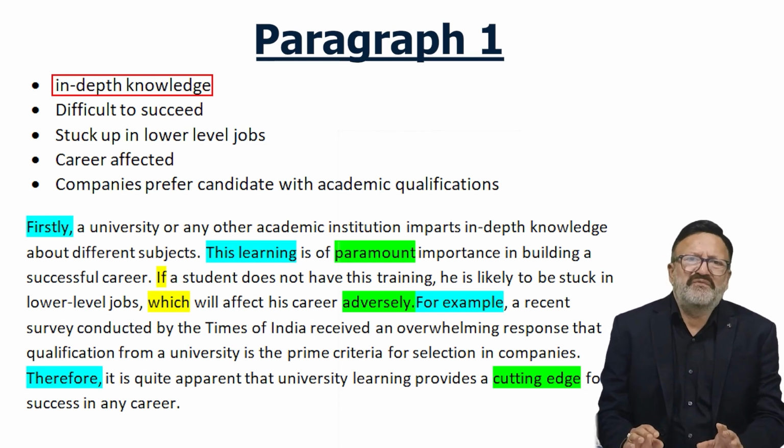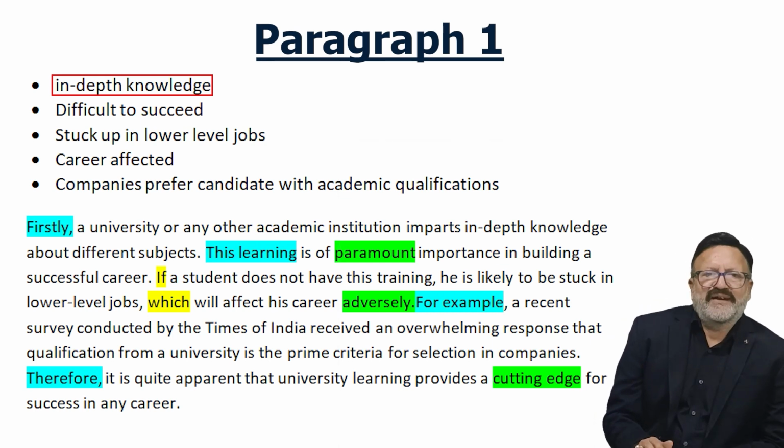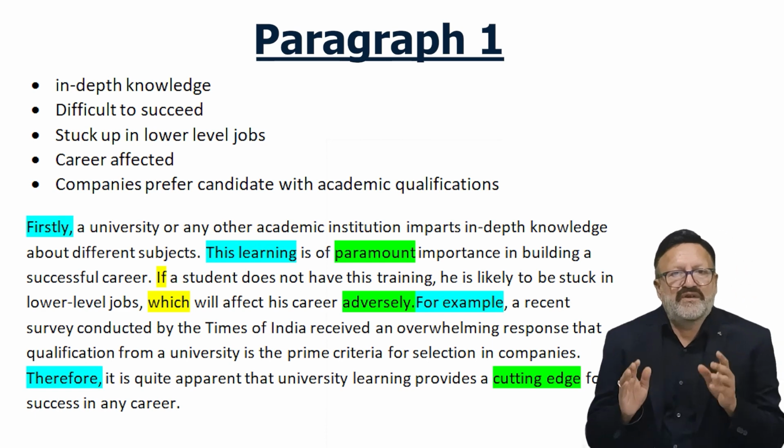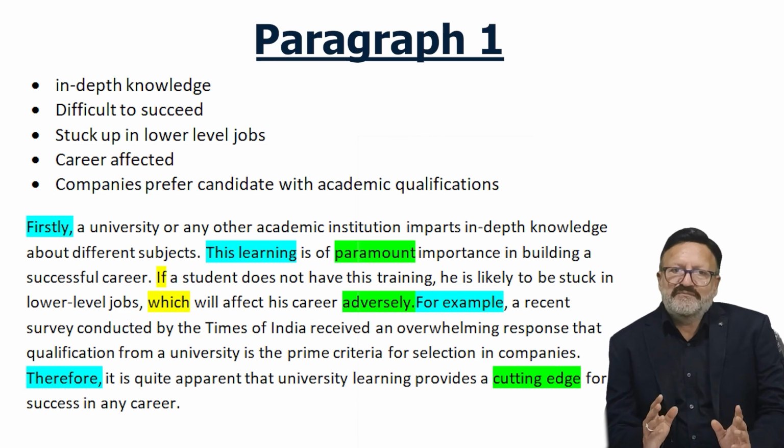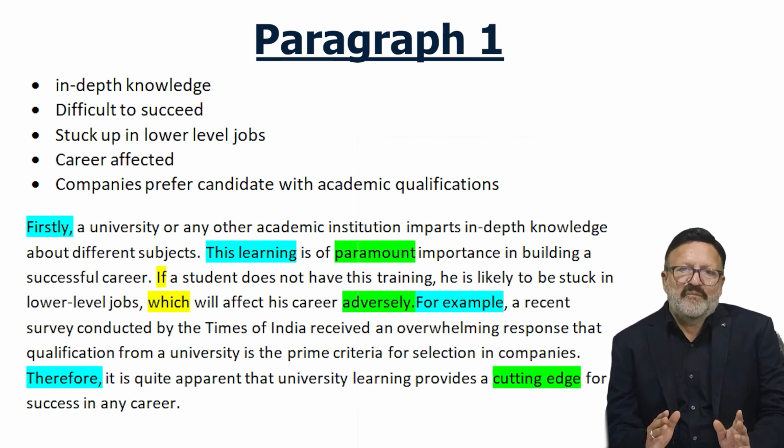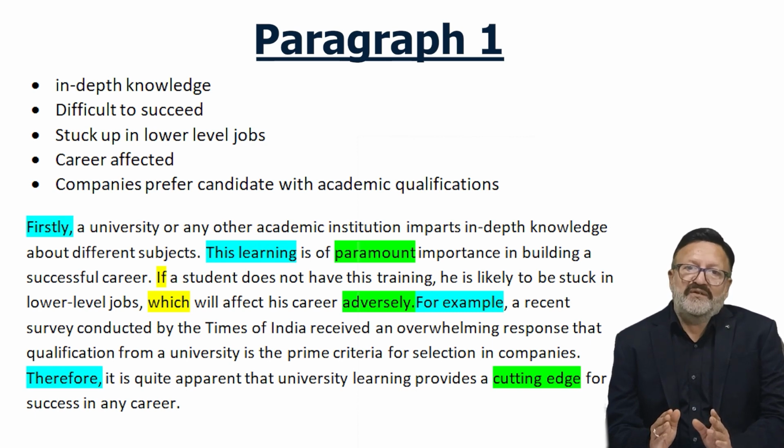So this is what you should do before writing the essay. So now let us start writing the first paragraph. So the topic sentence is, firstly, a university or any other academic institution imparts in-depth knowledge about different subjects. So in this I have marked firstly blue because it is a linker, and I have basically repeated the main idea one. Now let's write the first explanation. This learning is of paramount importance in building a successful career. So this learning is a linker, and paramount is that common vocabulary word for showing something positive.